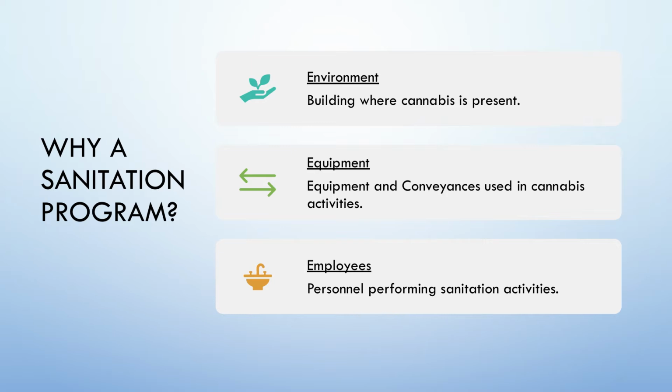So to comply with the regulations and minimize these contamination risks, we must design a sanitation program that ensures that the building or part of the building where cannabis is present be effectively sanitized, that the equipment and conveyances used in activities related to cannabis also be effectively sanitized, and that personnel do not contaminate the product.